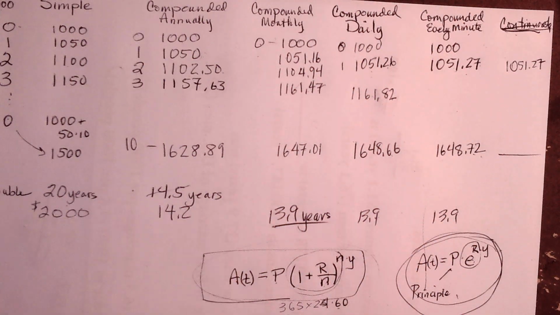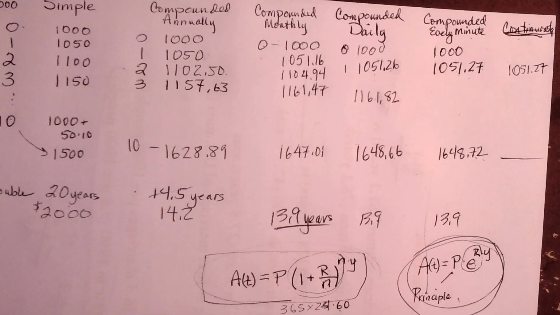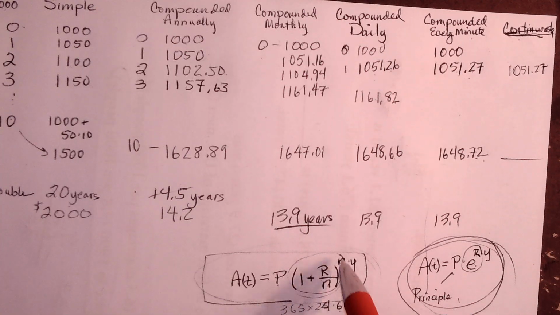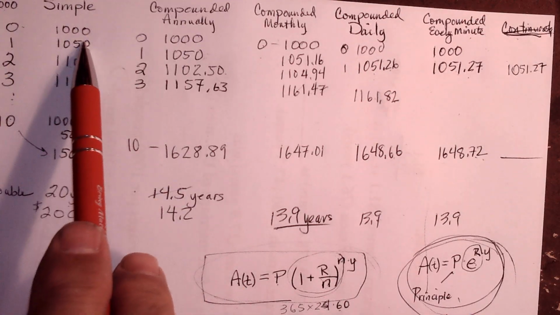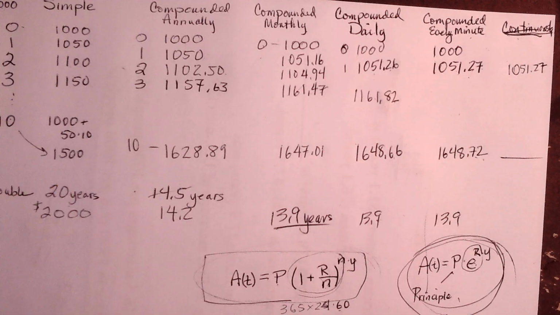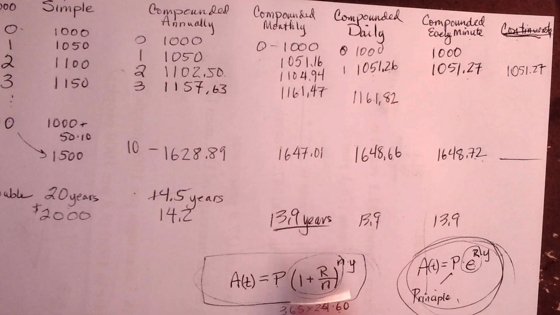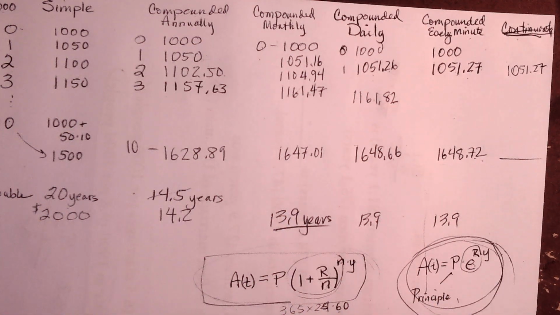But anyway, that's interest formulas. Compounded continuously. This is compounded n times a year. If it was quarterly, n would be 4. And then simple interest, you just find the interest in 1 year and keep adding the same amount each year. Simple, compounded, and continuously compounded. Okay.